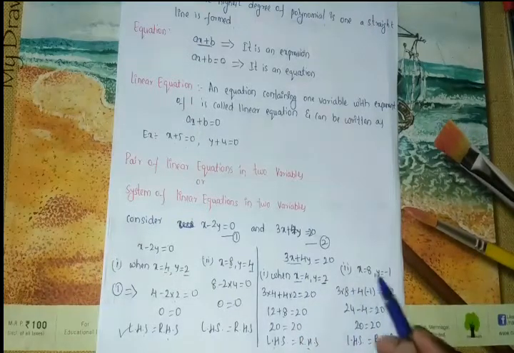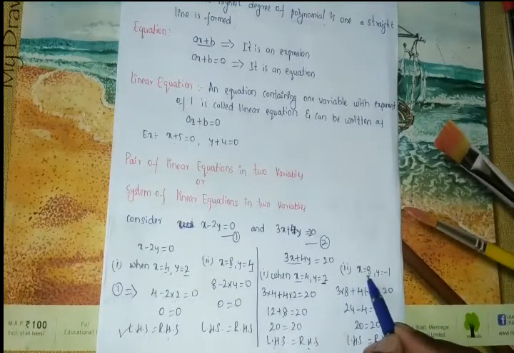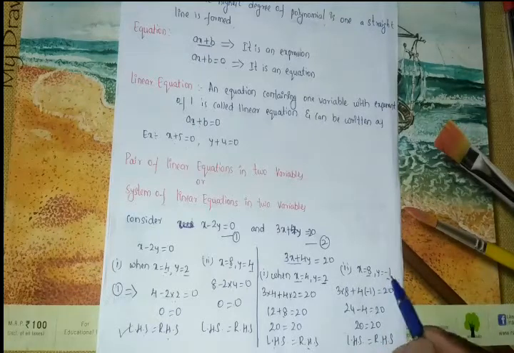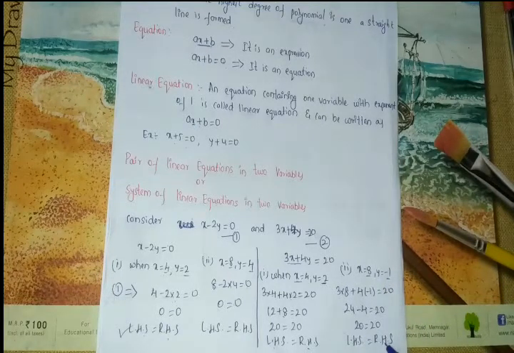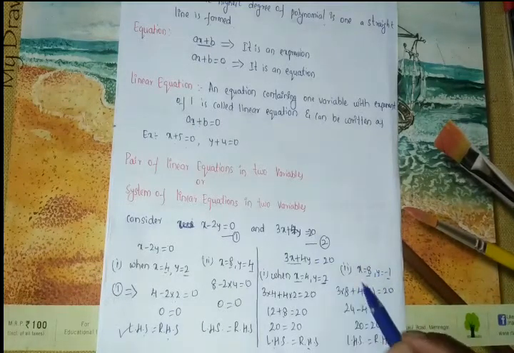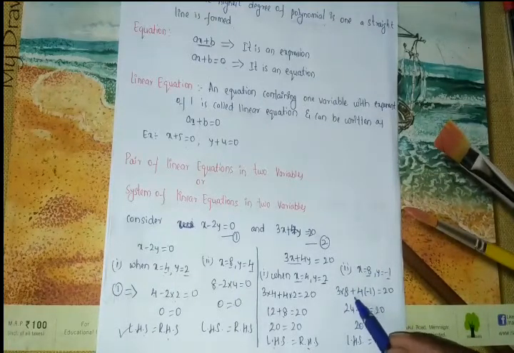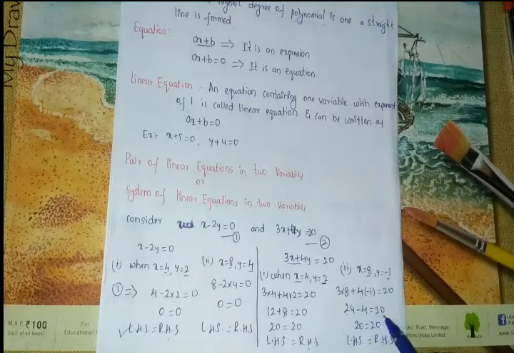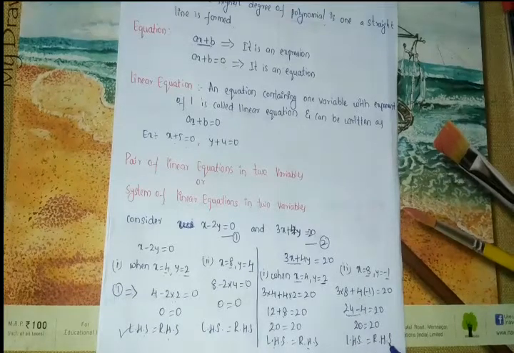One more value, if we take x as 8 and y as minus 1, then also we are going to get LHS equals RHS. Let us put it in the equation: 3 into 8 plus 4 into y as minus 1. So 24 minus 4 is equal to 20. So this is 20 equals 20, LHS equals RHS.